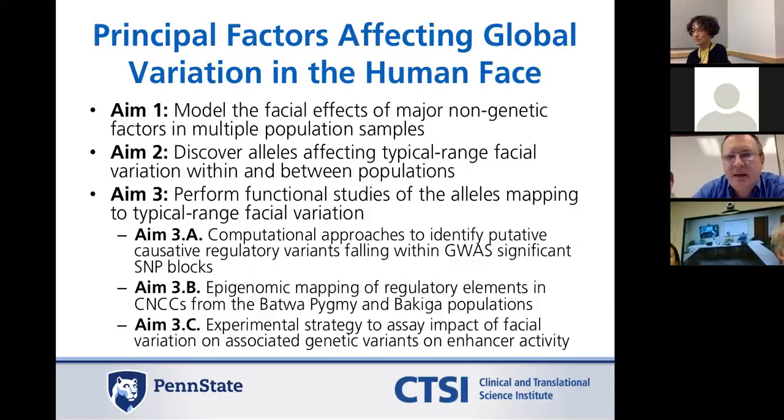So the aims of this study: model the facial effects of major non-genetic factors in multiple population samples, and discover alleles affecting typical range facial variation within and between populations. In aim 3, perform functional studies of the alleles mapping to typical range facial variation. Then the subpoints: computational approaches to identify putative causative regulatory variants falling within GWAS significant SNP blocks; epigenomic mapping of regulatory elements in CNCCs from the Batwa pygmy and Bachiga populations; and aim 3C, an experimental strategy to assay the impacts of facial variation on associated genetic variants on enhancer activity.